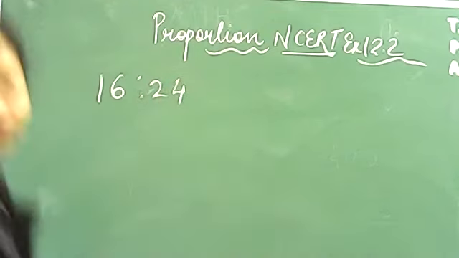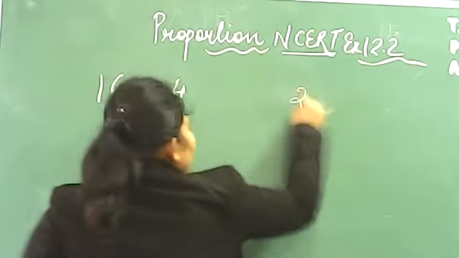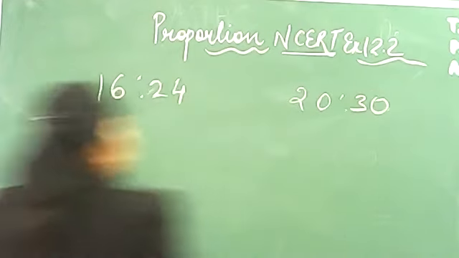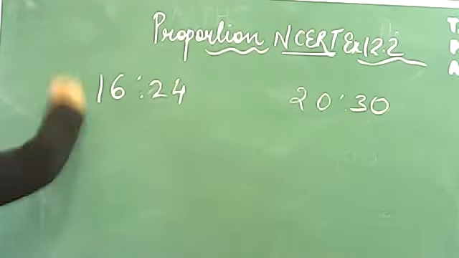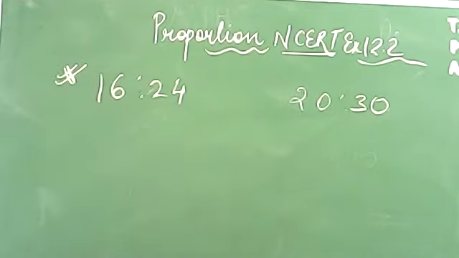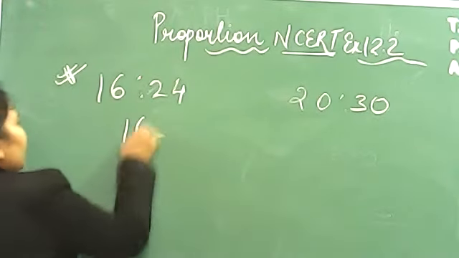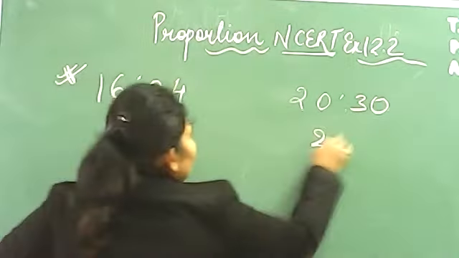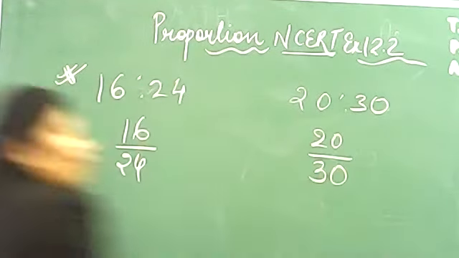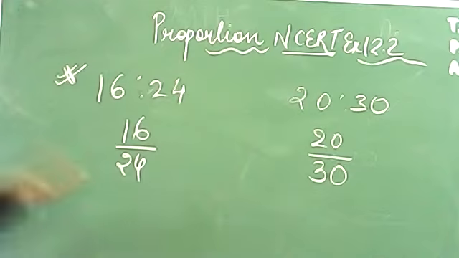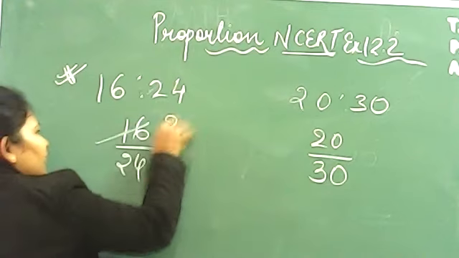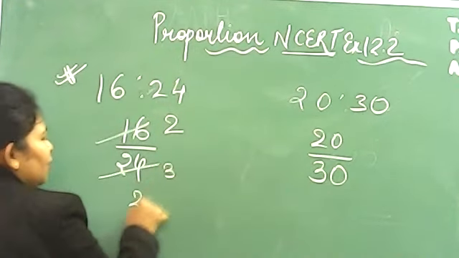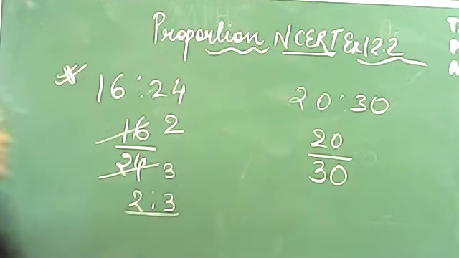16:24, 20:30, and you have to check that whether these two ratios are in proportion or not. Solve this. So I gave you two ratios, 16:24, 20:30. It is written only in the initial form. Now let us make it simplest as the ratio comes. Okay? Table of 8, 8 2s are 16, 8 3s are 24. Means 2:3 is the simplest form of it.